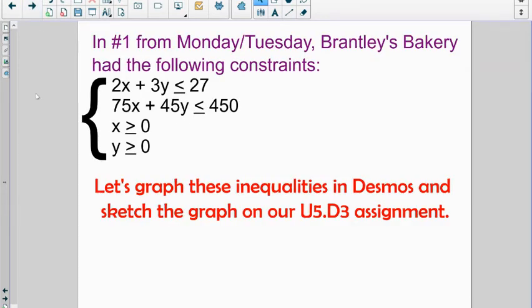So on Monday, we talked about these application problems, and one problem we did was on Brantley's Bakery, having these constraints that we wrote together, these inequalities. So we're going to graph the system of inequalities, and then we're going to use that to sketch, just like we will on the assignment for today. So if you haven't already, you maybe want to pull up the day 3 assignment, and then we'll go through this together.